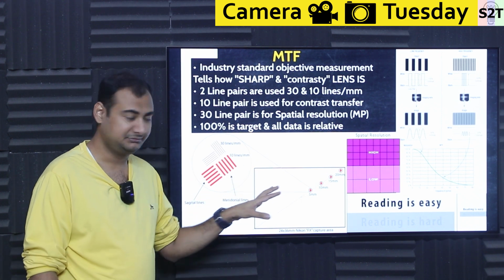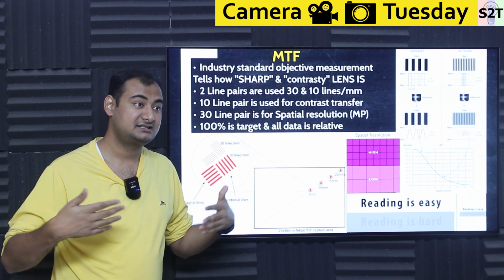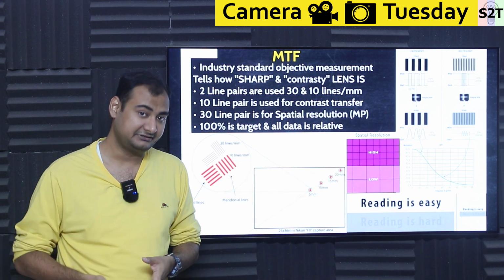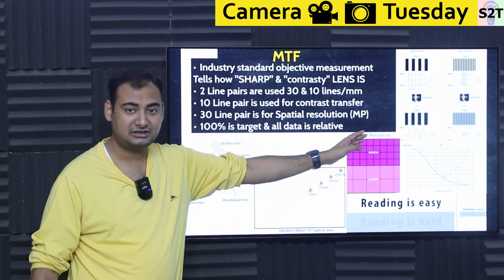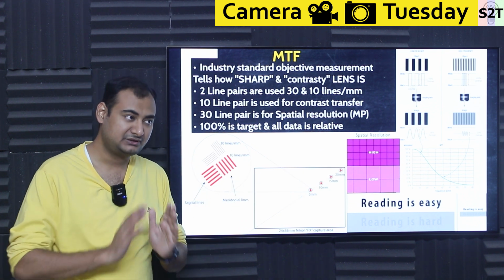And all the data, be mindful, this data, because it has to take care of all the lenses that have been made and all the lenses that could be made, the data here is relative, meaning it tells you from 0 to 100% and from center to edge. That's all. So you can actually cross compare.